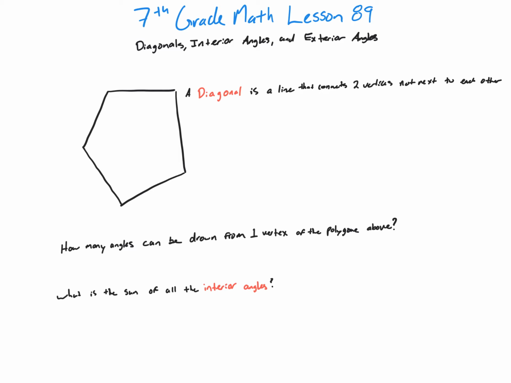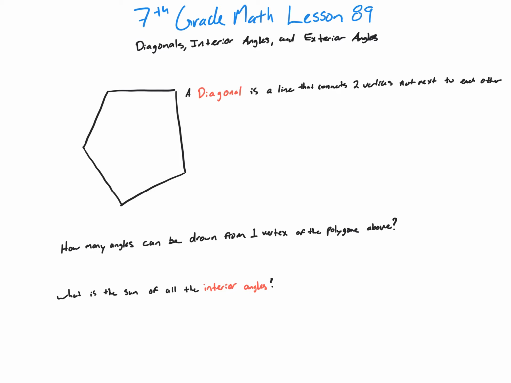This is lesson 89. We're going to be talking about diagonals, interior angles, and exterior angles. So the first thing we're going to talk about is a diagonal, and that's simply a line that connects two vertices inside a polygon that are not next to each other. So if I were to draw a line from this vertice to this one, that would be a diagonal, because this vertice and this one are not next to each other. But it would not be a diagonal if I connected this to this, that we call just a side. So any two vertices that are not next to each other, so this one, maybe this one, that one, that one, that one, right? All of those would be different diagonals, okay?